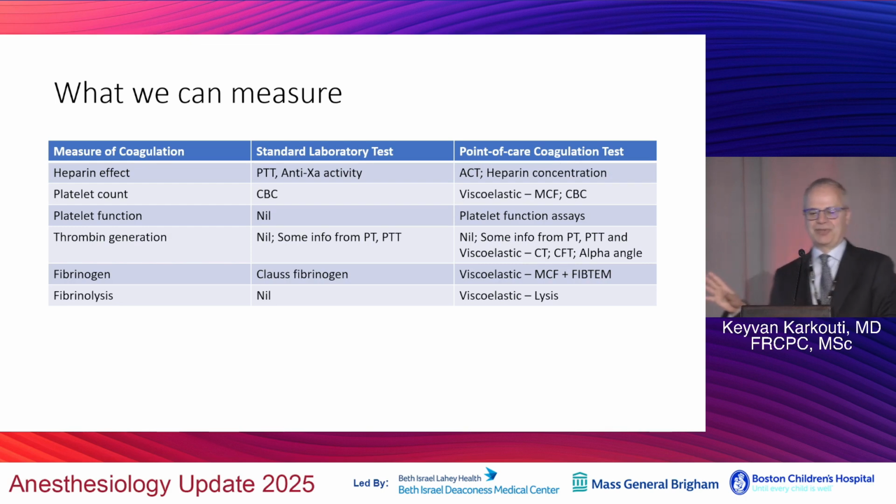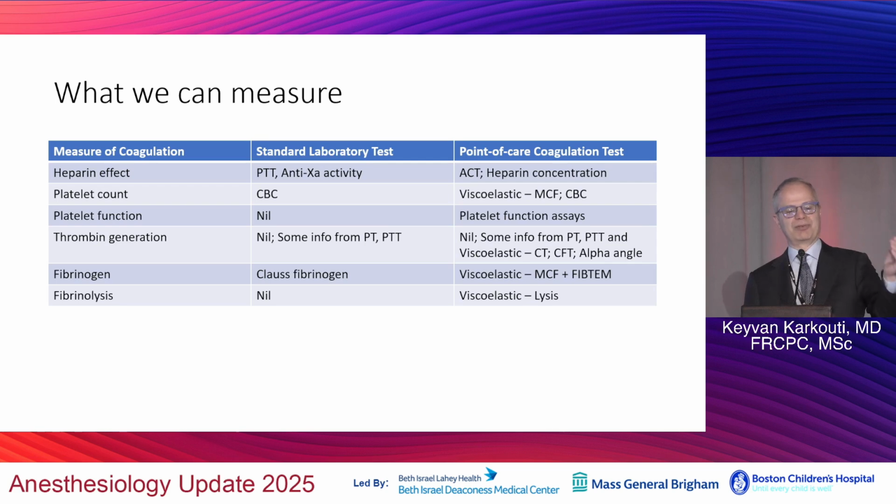Now we have two types of tests, standard lab assays, so PT, PTT, fibrinogen level, CBC, and then we have the point-of-care coagulation assays, which include activated clotting time. I'm not going to talk about much, just one slide on that. Viscoelastic assays, which I'm going to spend most of the time on. Platelet function assays, which I'm not going to talk about much. And basically that's about it.